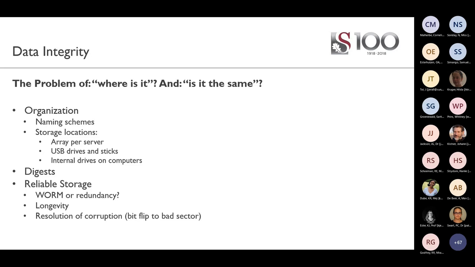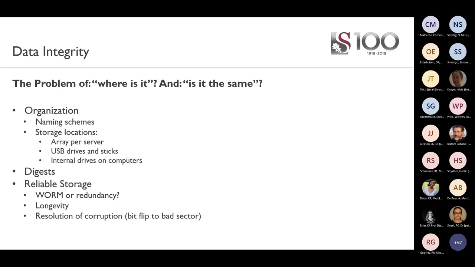So what are we going to do about reliable storage? There's write once, read many, or redundancy. And then, of course, there's the longevity of data, and with this volume of data that we deal with, that is, of course, a problem. And then if you have redundancy, there's the resolution of corruption. If you have a bit flip in one file, how do you decide which one got bit flipped? And that's where the digests come back into play as well.